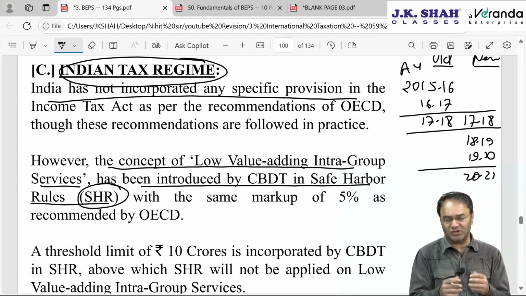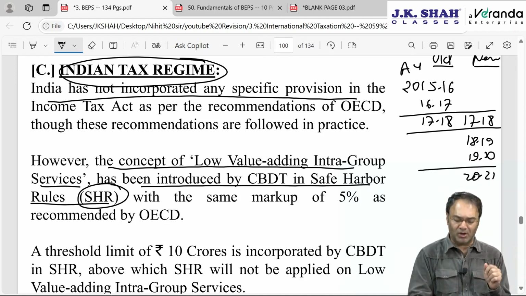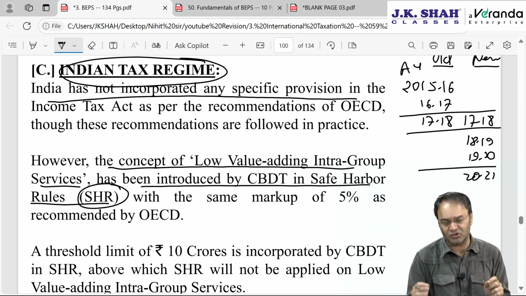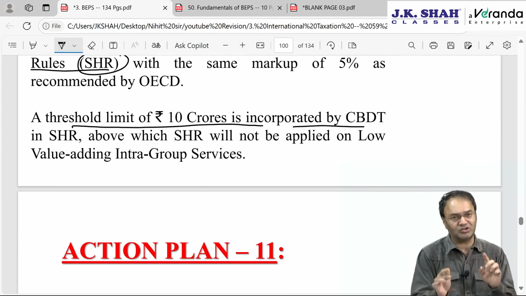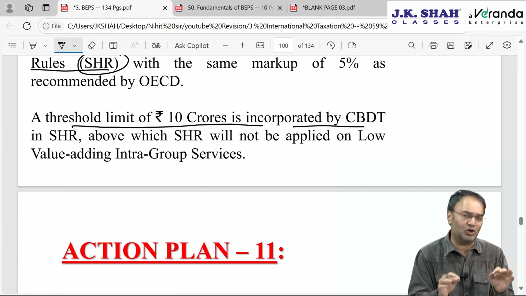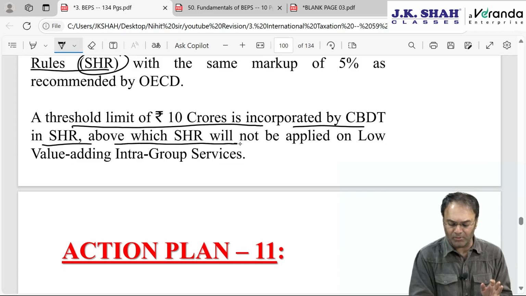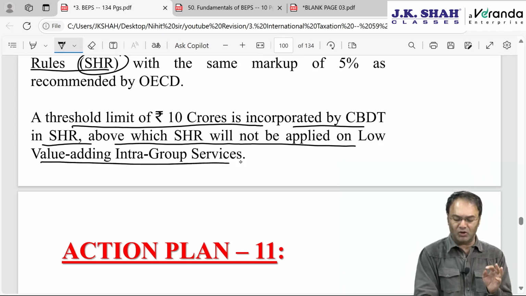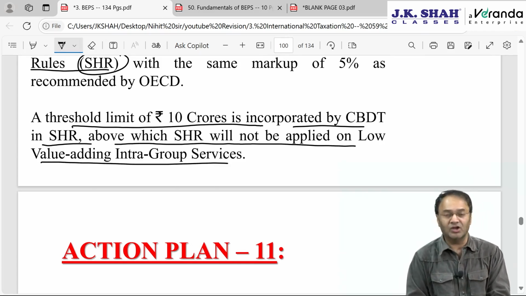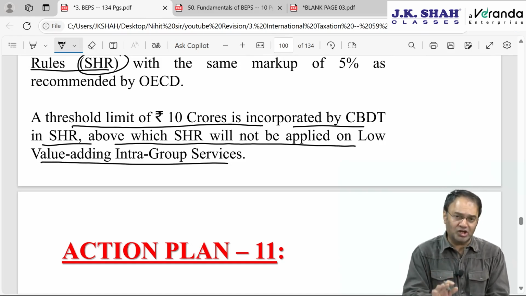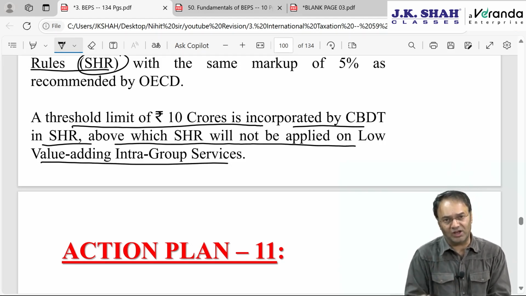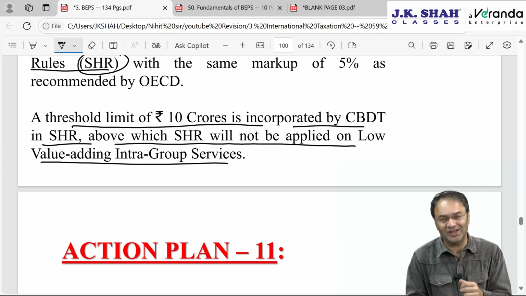If you are disclosing that much profit, then this chapter will not be applied to each and every isolated individual transaction. A threshold limit of 10 crore is also incorporated. We also incorporated a 5% markup. We incorporated a 10 crore threshold limit, above which SHR will not be applied on low value adding intergroup services. Action plans 8, 9, 10 are not very important from an exam perspective, but still the institute is asking questions. In real life they are very important. These are the core areas where manipulations are easily possible, without the knowledge of the department.